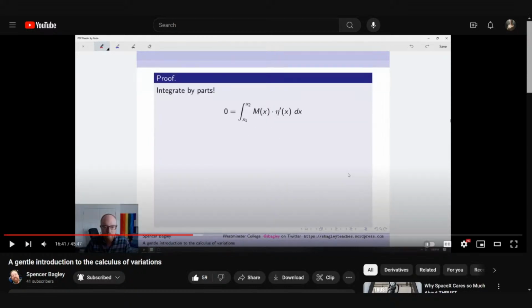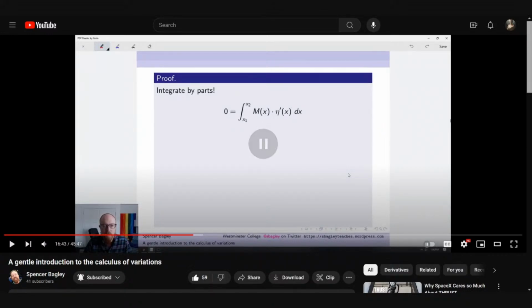Jesus Christ, he actually goes through proofs? My God. How do you live your life? You really prove everything? Jesus. I'm used to just everyone saying, and we're not going to prove that. Look it up. Go kill yourself.